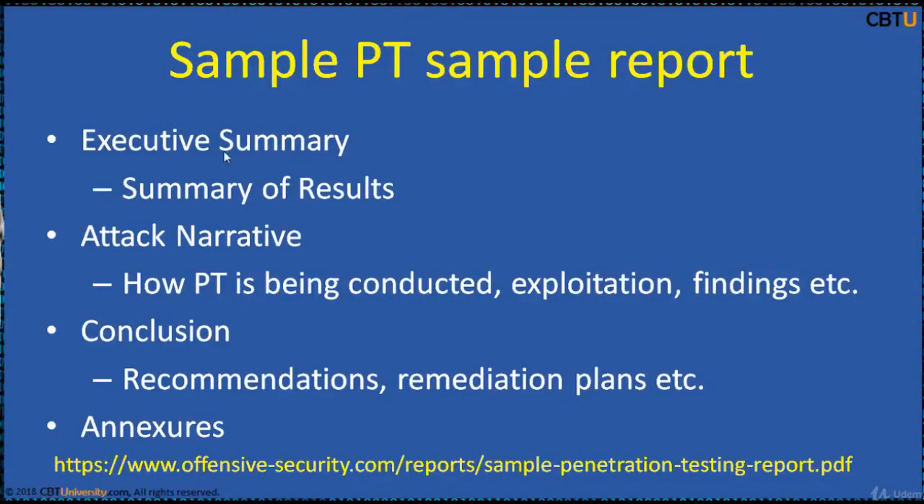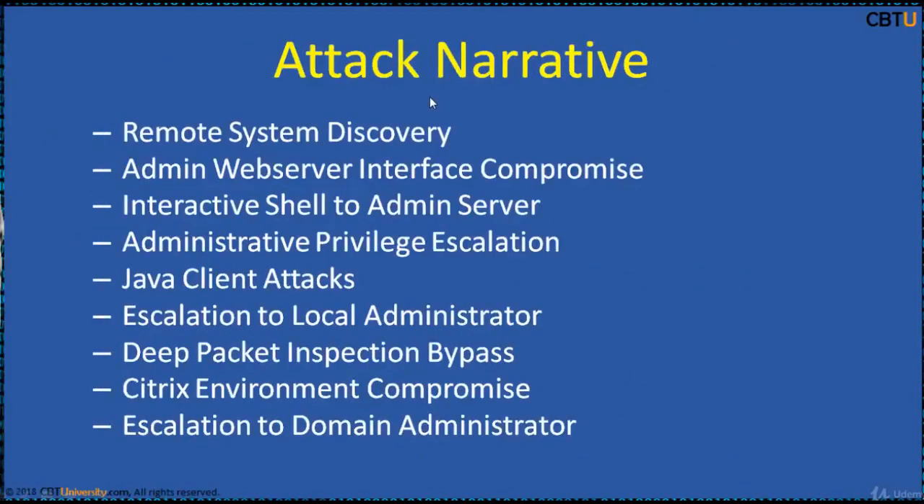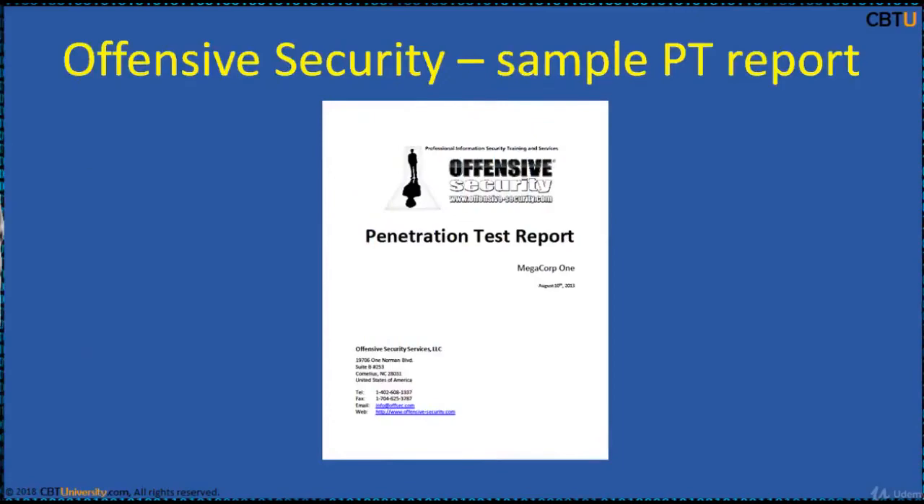The report contains all the documentation, classified as executive summary, that is, summary of results, attack narrative, how PT is being conducted, exploitation, findings, etc. Conclusion, which contains recommendations, remediation plans, etc., and annexes. Attack narrative is categorized as remote system discovery, admin web server interface compromise, interactive shell to admin server, and all these. Let us dive into the report.